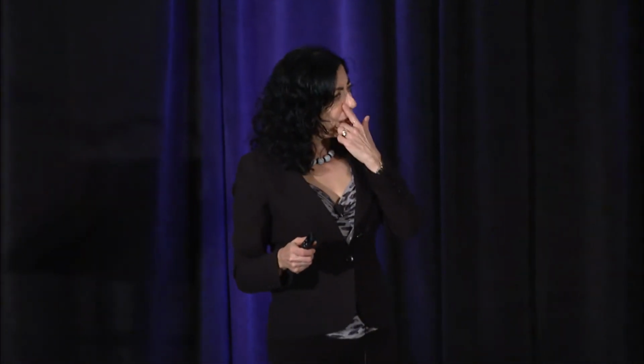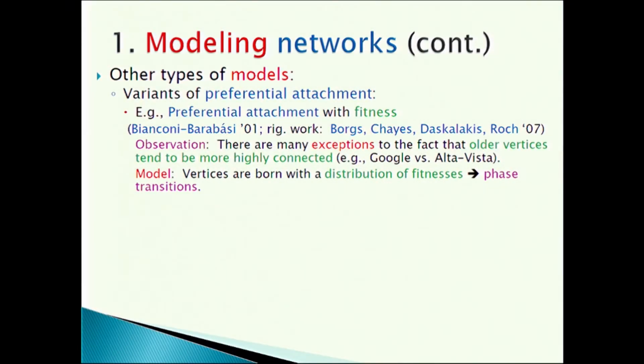But what happens when the data doesn't support that? What happens when you see something in which, let's say, there are some sites that are not so old, but they have lots more connections than some older sites. So there are variants of preferential attachment. And Barabási and Bianconi, who was another woman graduate student of his, in 2001 came up with this wonderful model in which they said, okay, every site is born with a certain fitness. And what happens is that if you're born with a higher fitness, then more people connect to you. So you're more attractive, you're more fit in some way.